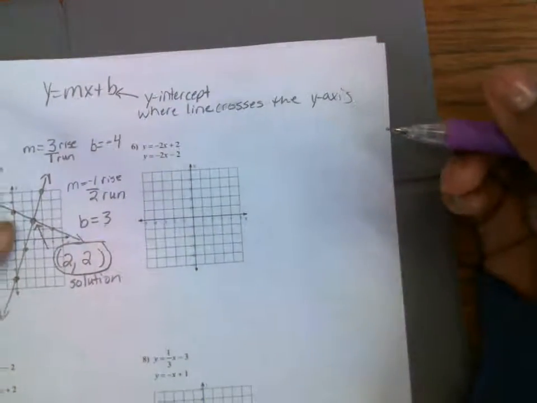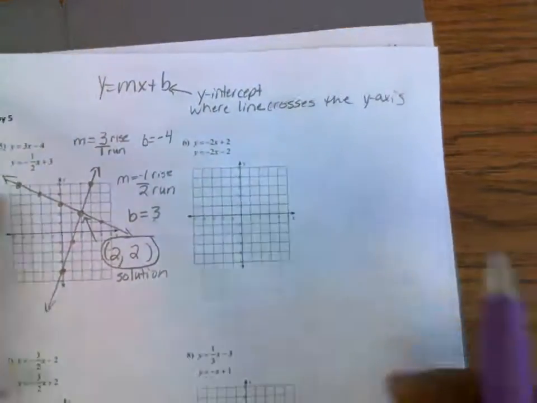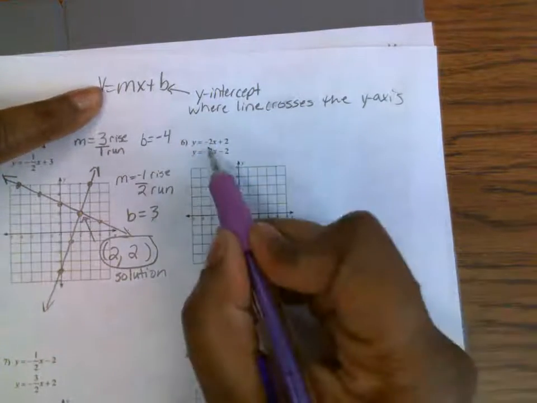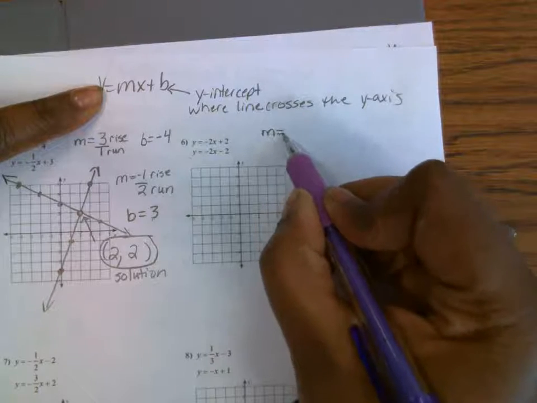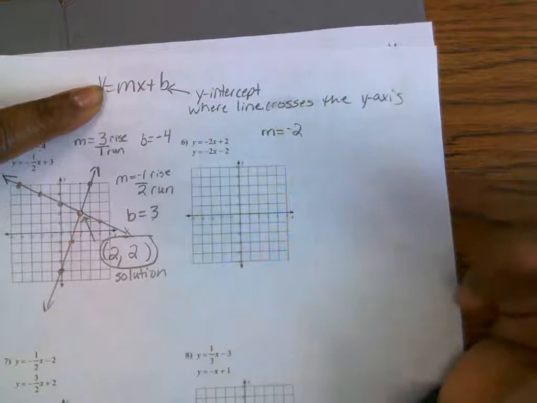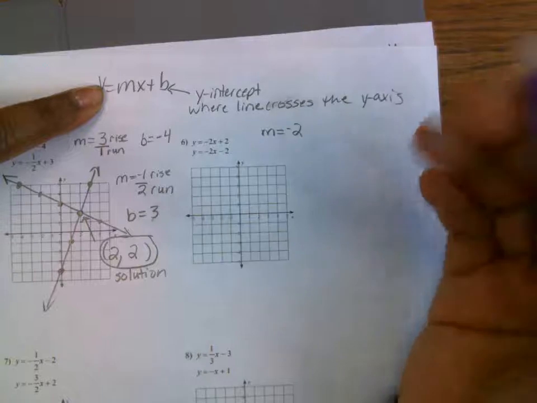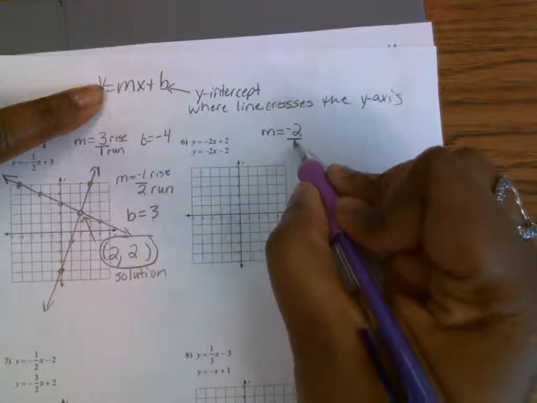So again, we're going to do the same thing that we did over here. We're going to find our M and our B. Our M is the number that's attached to X. So our M for the first equation is -2. Remember, if it's not already a fraction, you can write it as a fraction by putting a 1 under it.